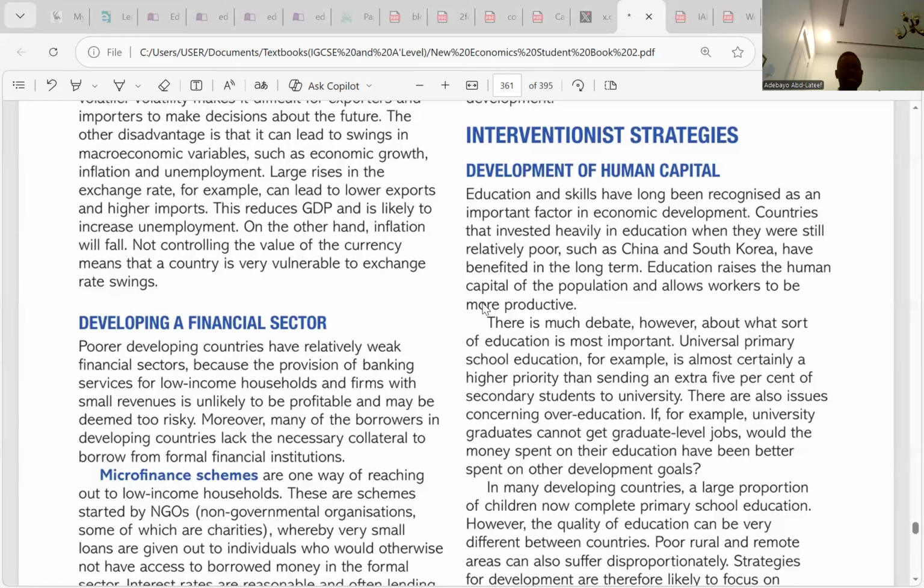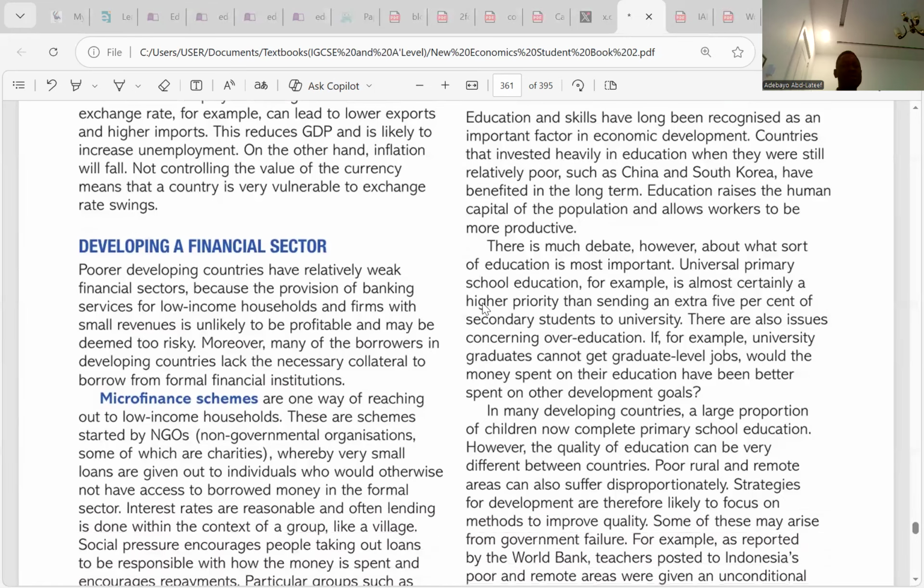Now they said, moreover, many of the borrowers in developing countries lack the necessary collateral to borrow from formal financial institutions. So, what can they do? They come up with microfinance schemes. For microfinance schemes, we're talking about financial institutions that go towards the grassroots. Do you understand what I'm saying? They are financial institutions, but they go through the grassroots. So I'm going to read further.